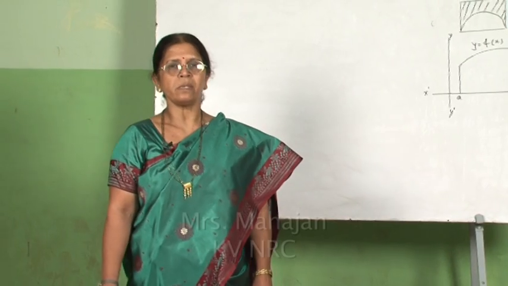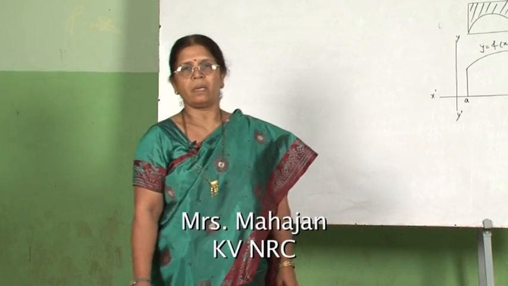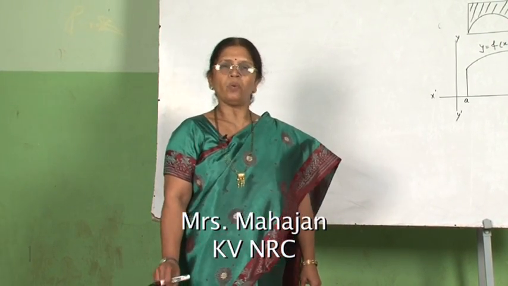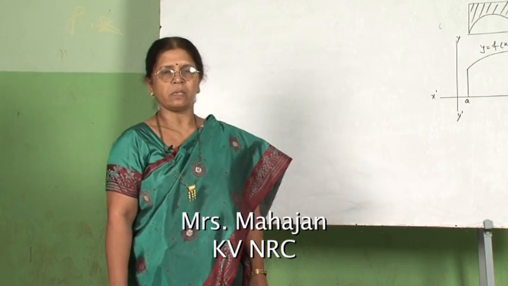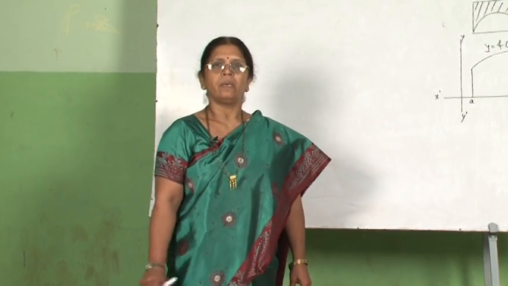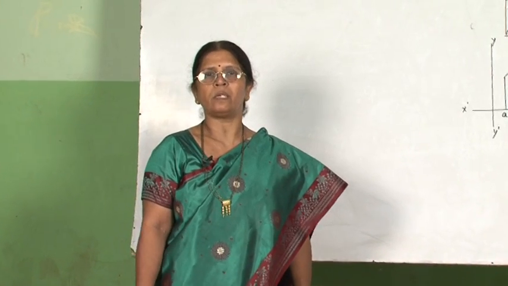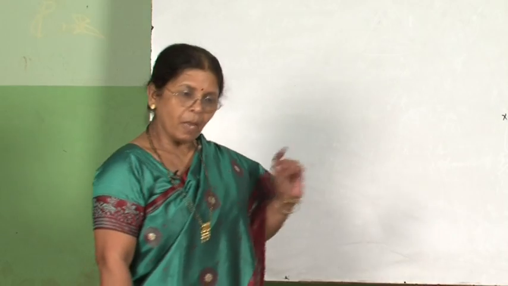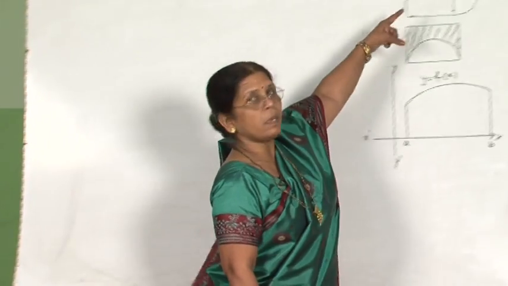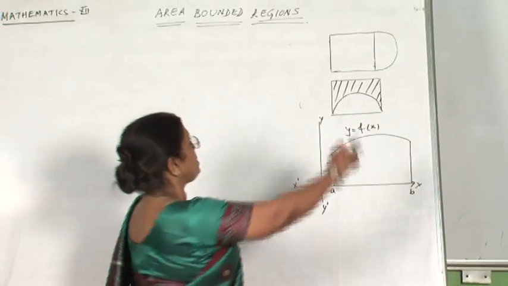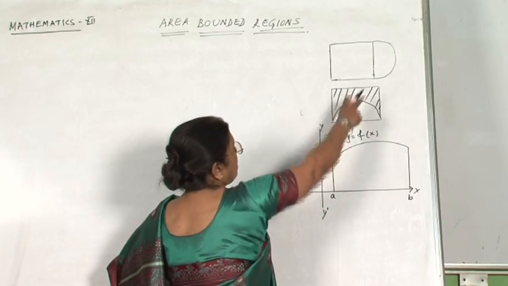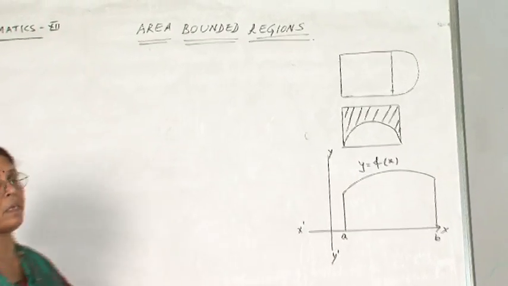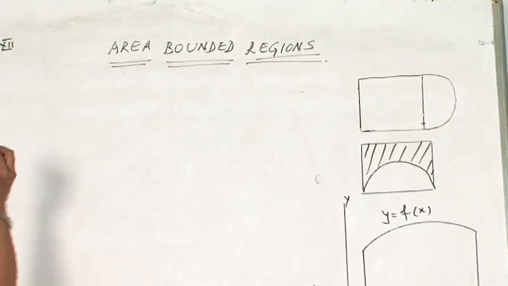Well, students, up to class 9, you have learned how to find the area of regular figures like squares, rectangles, circles, parallelogram, triangle, etc. Then in 10th class, you have learned to find the area of the combination of two figures like rectangle and semicircle, rectangle minus semicircle, like this.